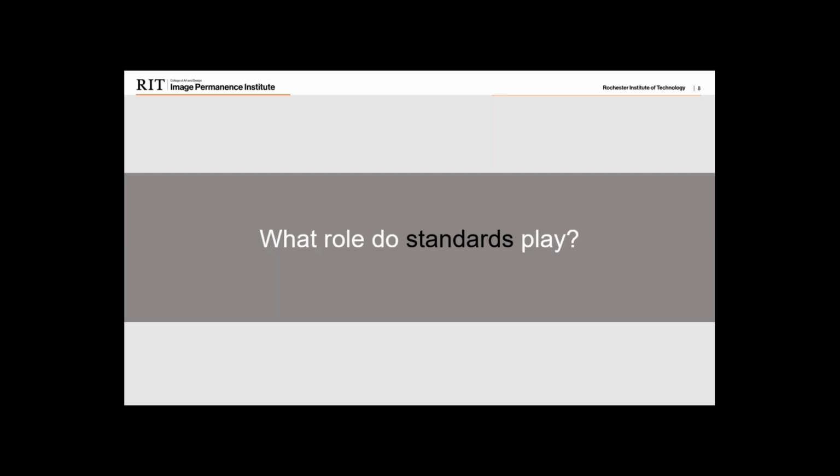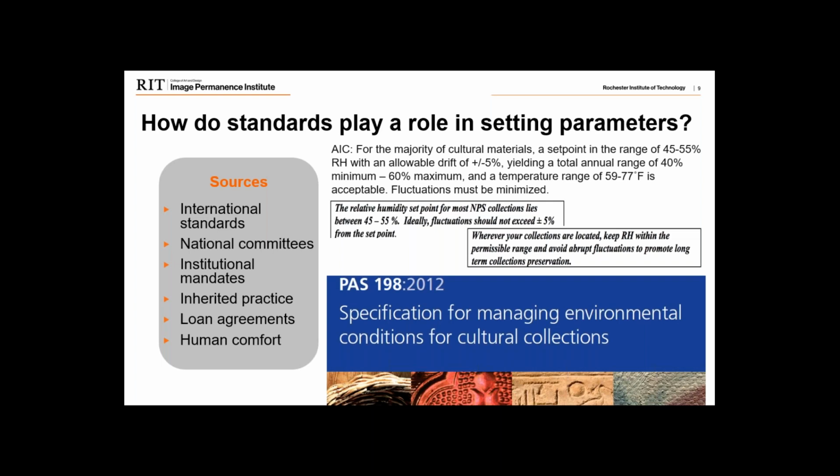Okay, we're going to start by talking about the role that standards play, because for a lot of people, when they talk about setting appropriate parameters, standards is where they first start. So these can have a number of sources. There are international standards such as ISO. There can be national committees. There's an example here on the slide from AIC and AAM.